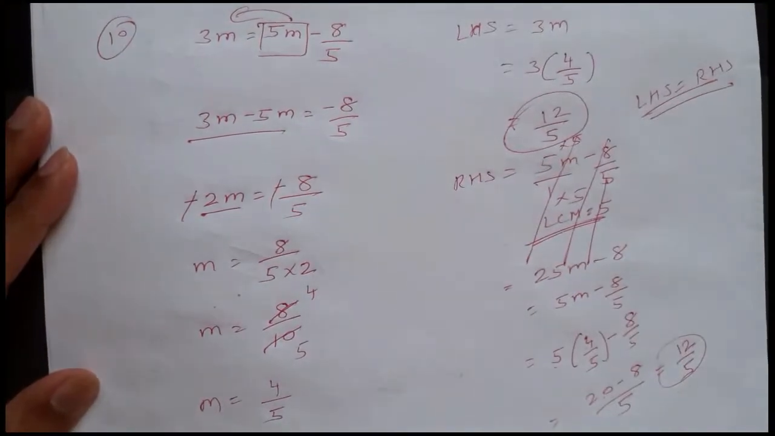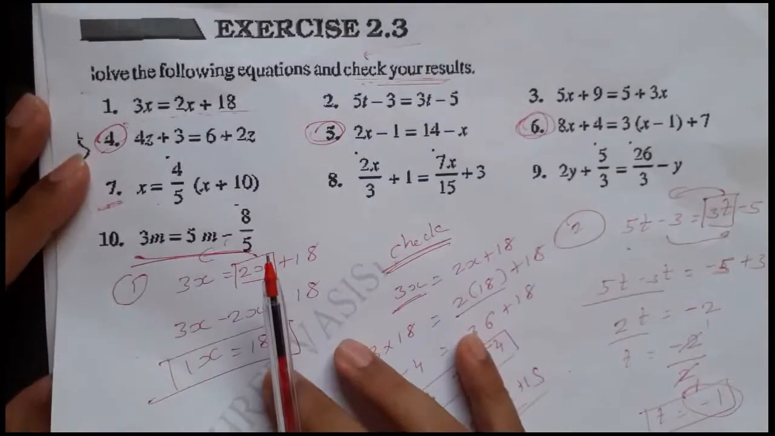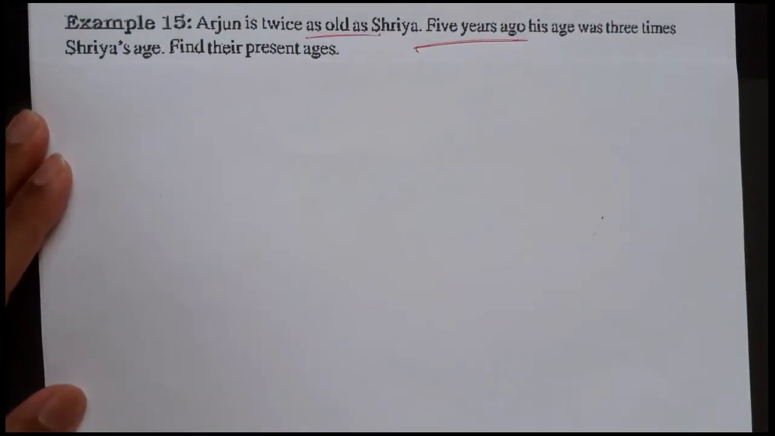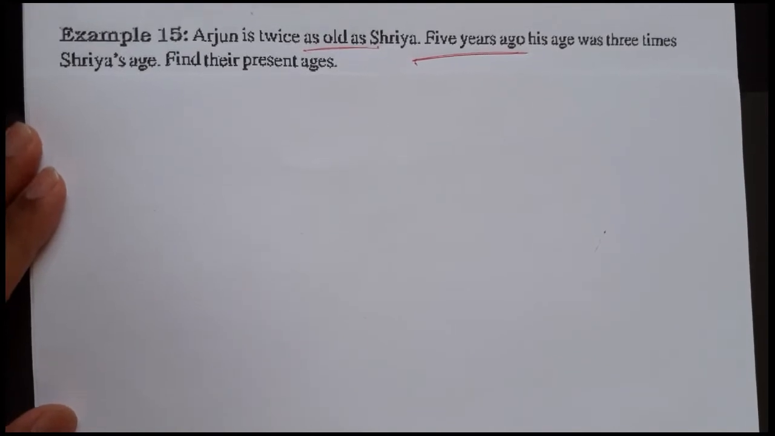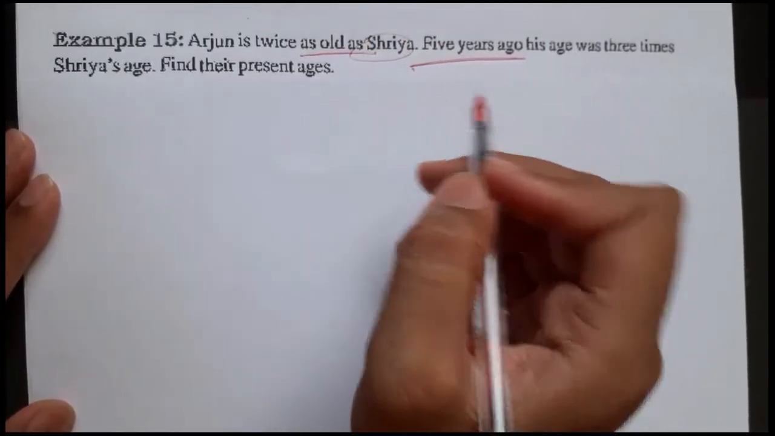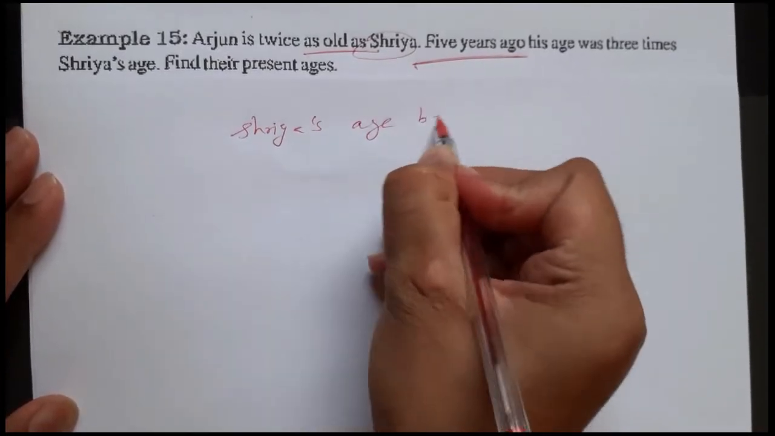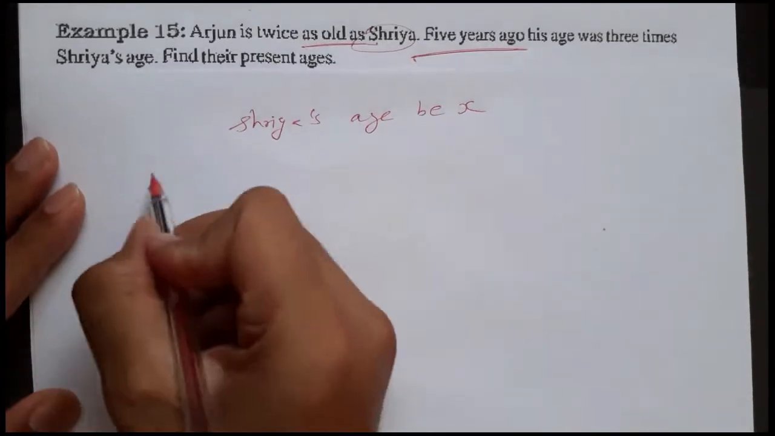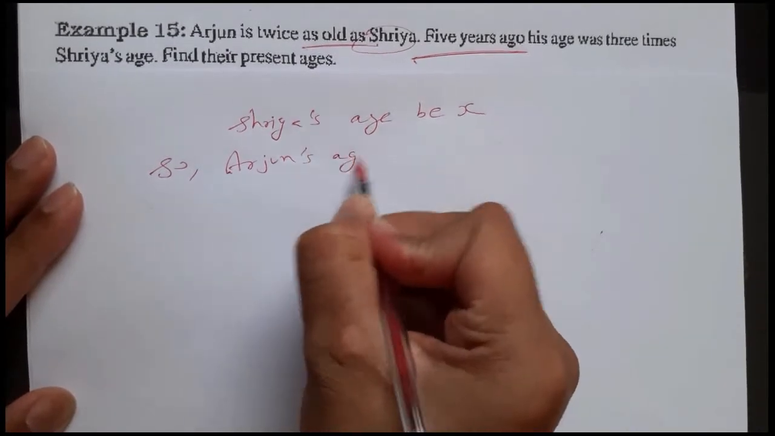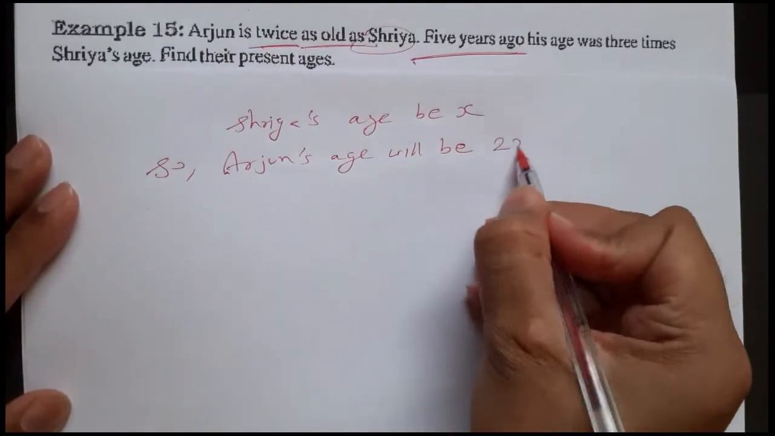So students, we had completed exercise 2.1, 2.2 and 2.3. Now we are moving ahead to exercise 2.4. Before continuing further, let us understand one more example based on linear equation in one variable. Arjun is twice as old as Shreya. So if we consider Shreya's age to be x, let Shreya's age be x. So Arjun's age will be twice, means 2 times Shreya's age.